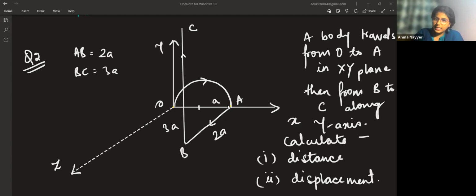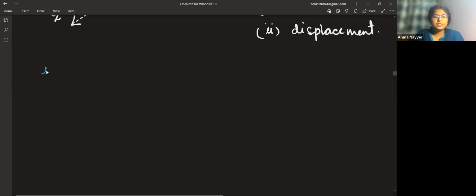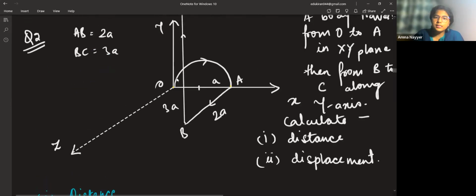So this radius is a, so we can calculate this distance. We have done the perimeter of a semicircle right now only. Then it moves 2a, then it goes 3a. So when we are calculating the distance, what do we do? In the first part, that is the distance OA, let's break it down into parts and calculate. What is this OA? If the radius is small a, then what would be the perimeter?